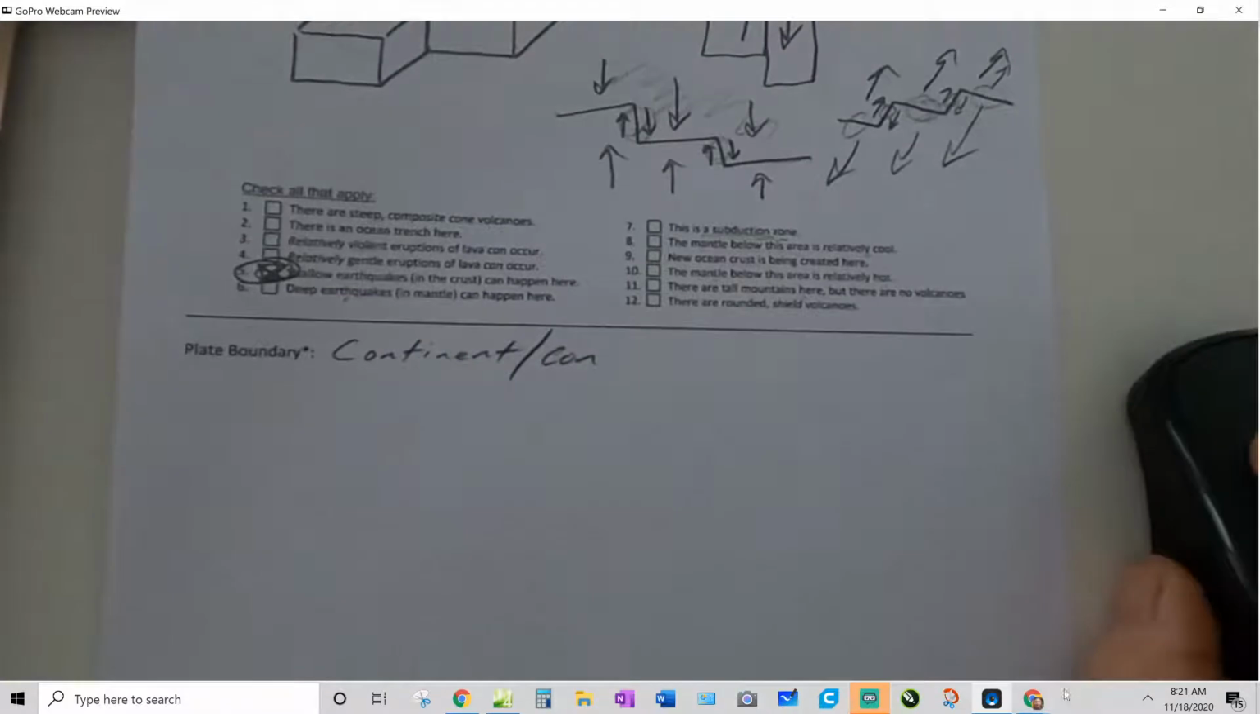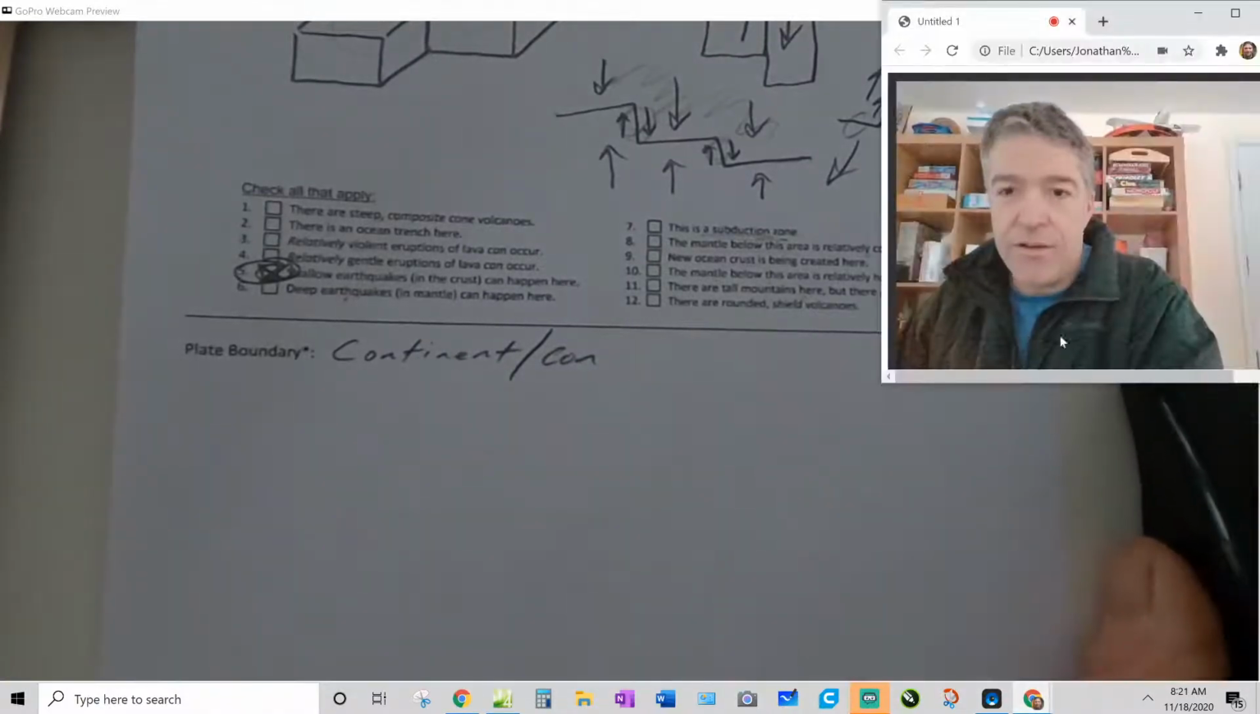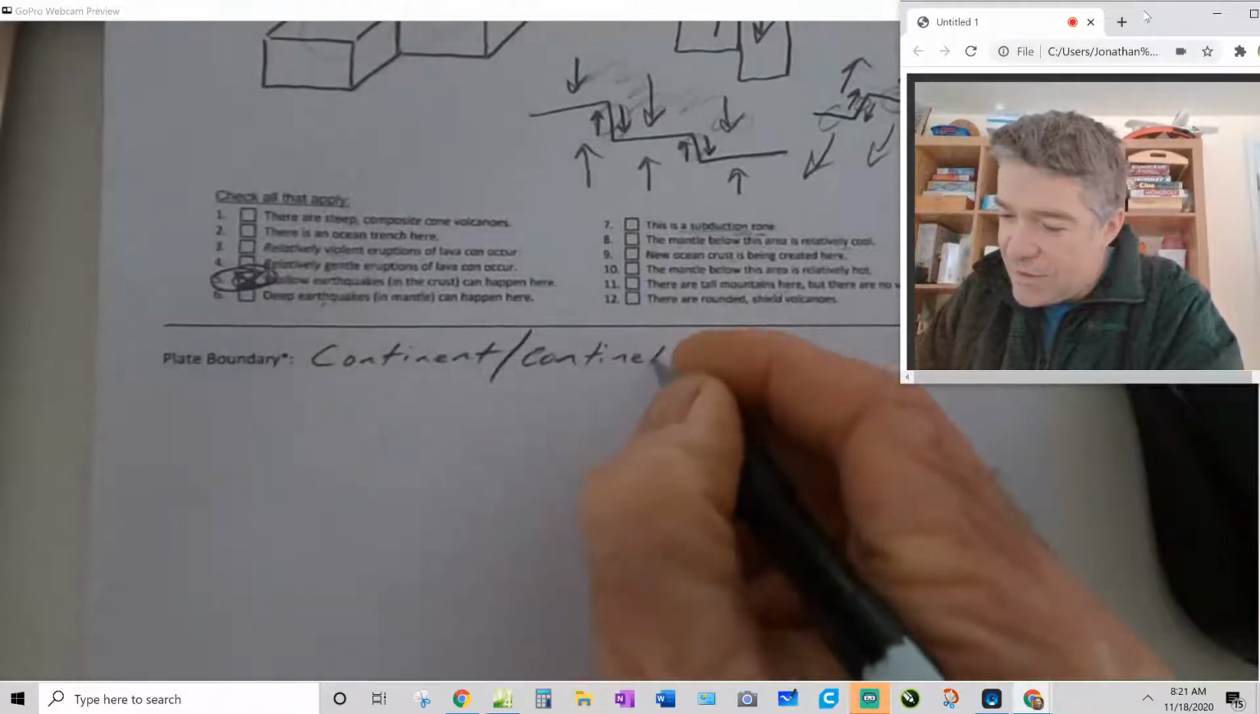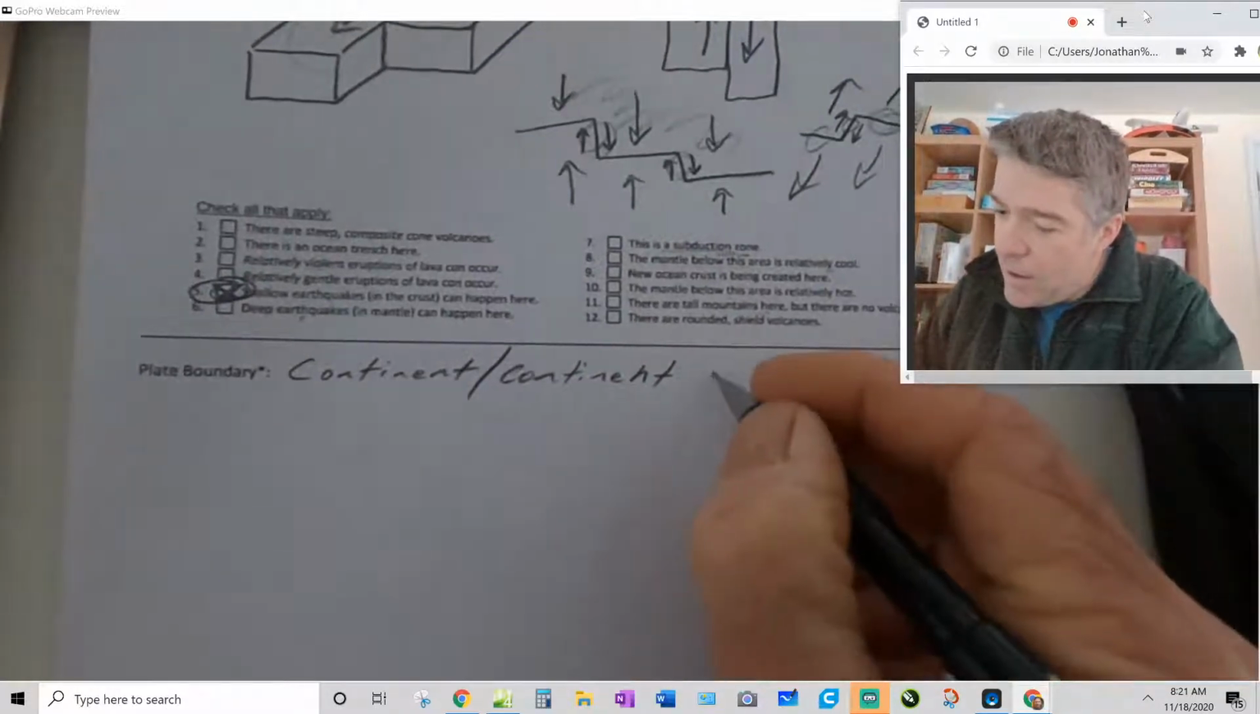Oh, where's my little friend? There he is. Continent. Divergent.